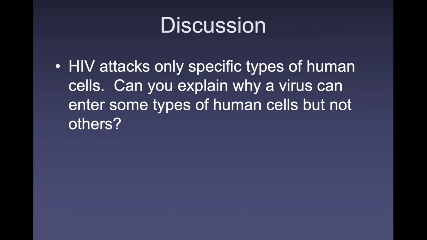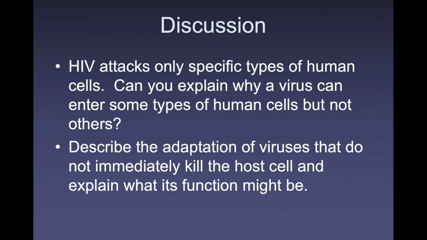This question is just a basic virus structure question. HIV attacks only specific types of human cells. Can you explain why a virus can enter some types of human cells but not others? Hopefully you're thinking about the glycoprotein spikes, and that's what provides specificity for virus with not just host species but also with host cell types.